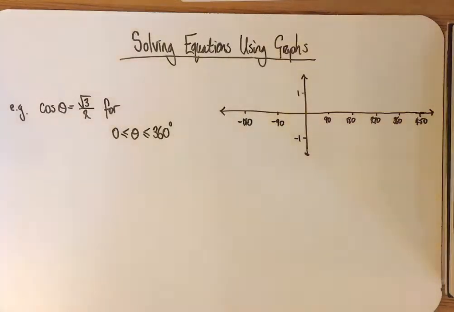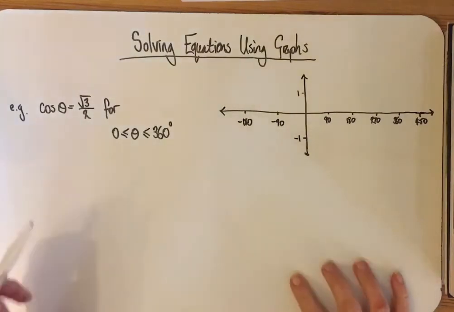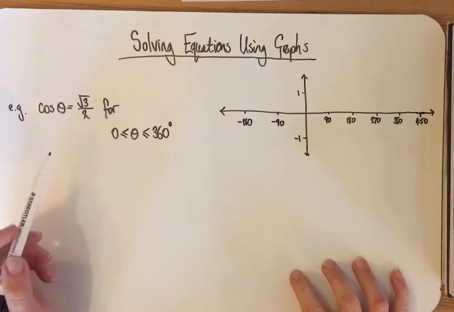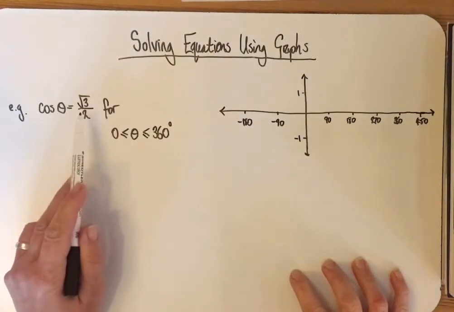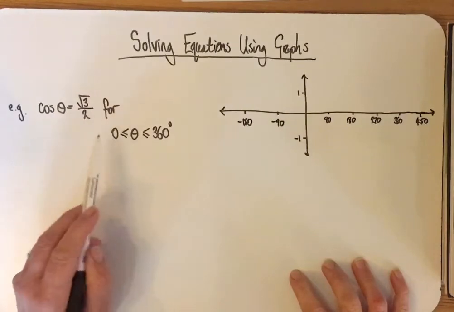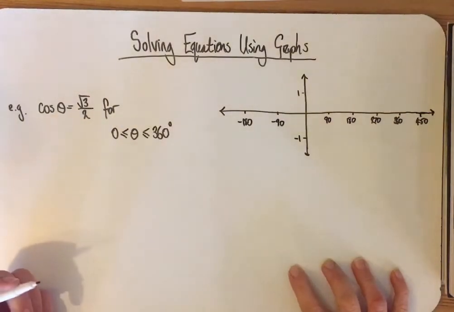Okay, we're going to go on and look at solving trig equations, and we're going to use a graph method to do this. I'm going to start with an example using a cos curve. So we're going to look at solving cos theta equals root 3 over 2 between 0 and 360 degrees.